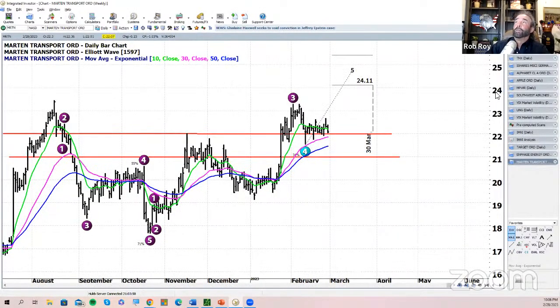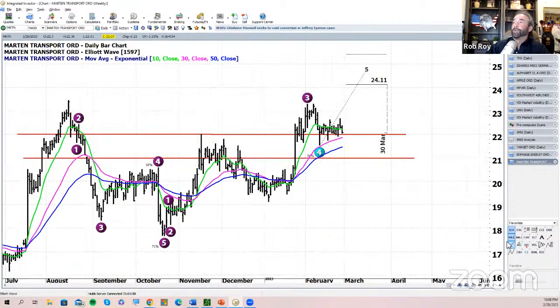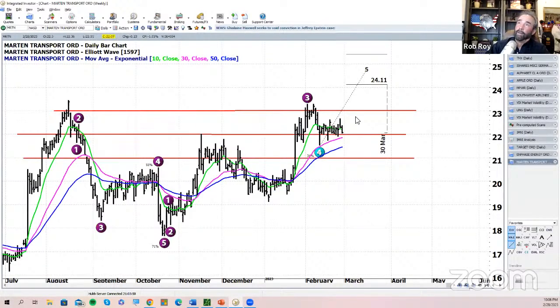So this one's fairly easy. If it can hold 22, then it's going back to 23 because there's nothing in the way, and that's resistance. So it should easily get up to 23. If it can't hold 22, it's going to tap the 50-day moving average on the way down to 21. And if it can't hold that, then it's coming down to 20. This one's just $1 increments all the way around. But it's done a pretty good job over the past 2 weeks of holding here at 22.